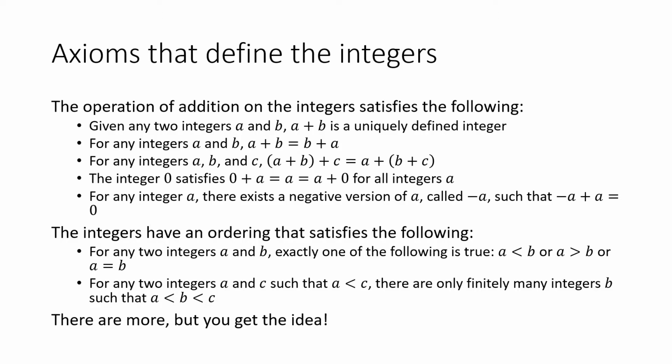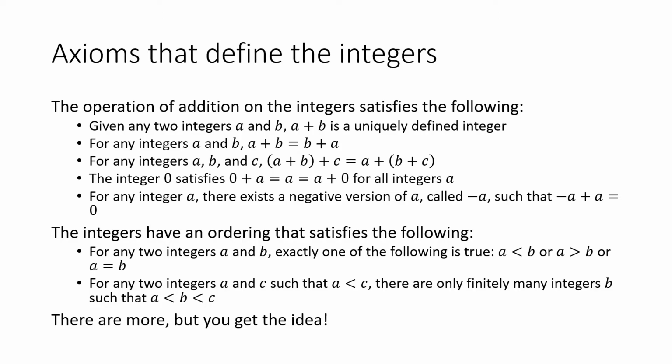And then they also have an ordering that satisfies the following. For any two integers a and b, exactly one of the following is true. Either a is less than b, or a is greater than b, or a equals b. So one and exactly one of those can be true for any two integers. And then another thing about the ordering is that for any two integers a and c, such that a is less than c, there are only finitely many integers b, such that a is less than b is less than c.